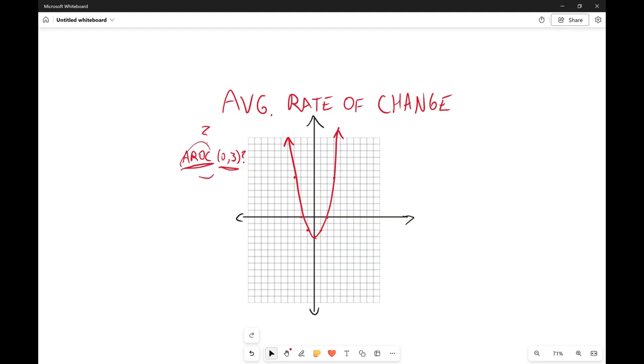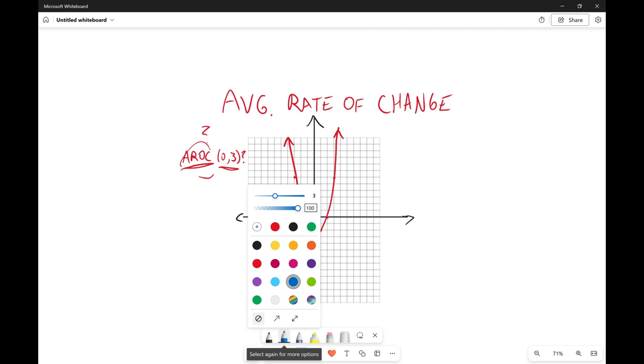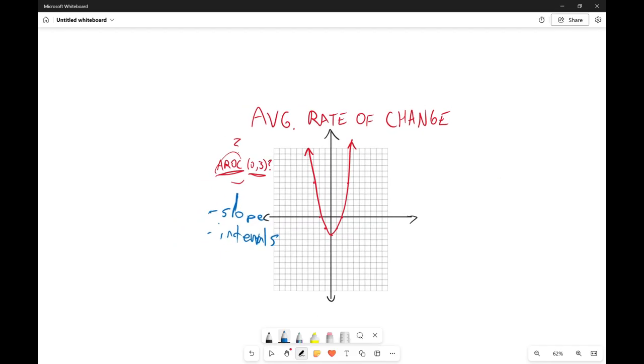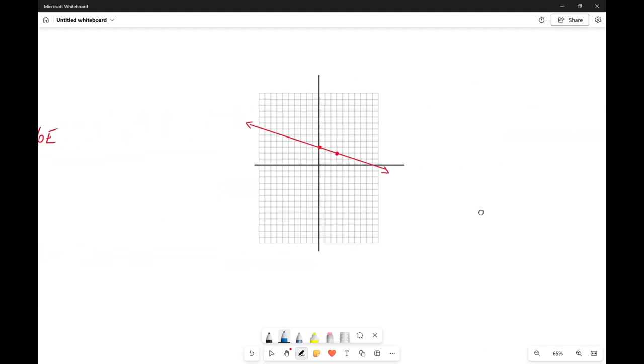So what I'm going to do is talk about the two things you need to understand, which is slope, and intervals. I can't really spell today, I am sorry. So, first let's talk about slope.